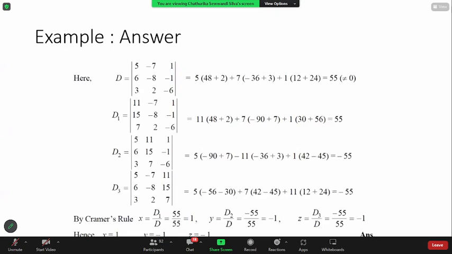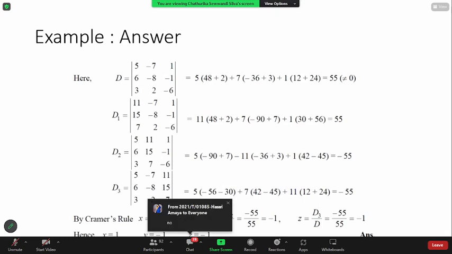Yes or no? If this D becomes zero, can you proceed further? Yes or no? No. So therefore, I have seen that some students have started calculating.